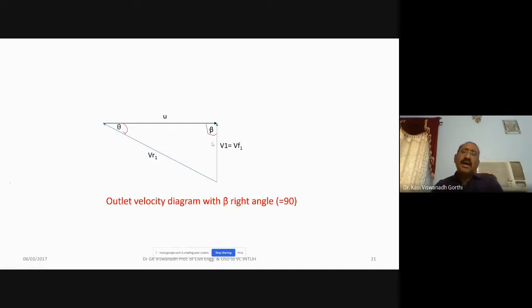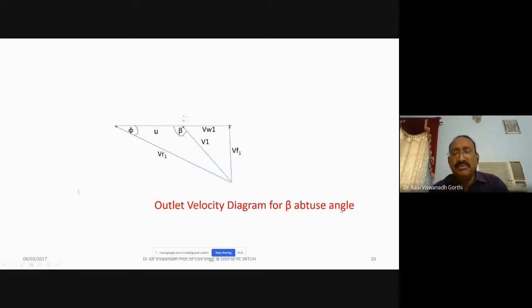So this is also another variety of the outlet velocity diagram. What is the difference between the previous one and this one? In the previous case, when VR1 and U are represented both in magnitude and direction, then the line joining the points gives you a triangle where the value of beta is more than 90 degrees. So you have V1, and the components like VW1 and VF1.